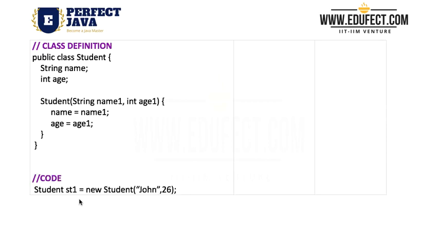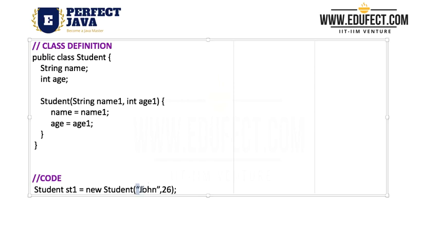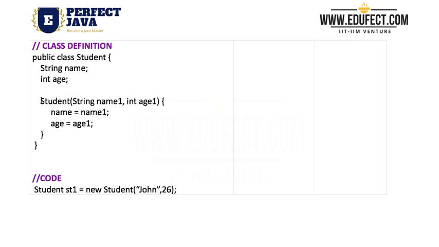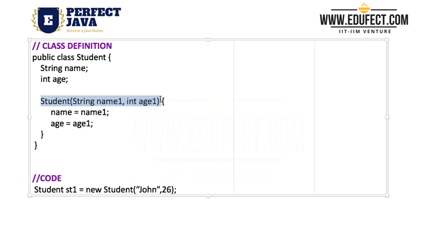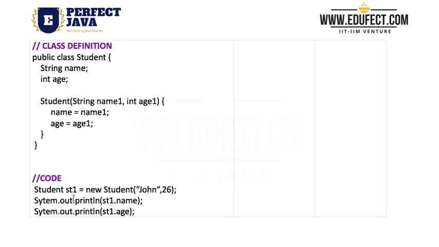So how do we use it? Now what we're doing here is we're saying student st1 is equal to new student John, 26. So when we are creating the student st1, we're creating it with these parameters John, 26. Now we can call this constructor because this constructor is taking a string and an int as parameter, and we are passing to this constructor a string and an int. So both of them match. Now when we construct it and try and print it, let's see what will happen.